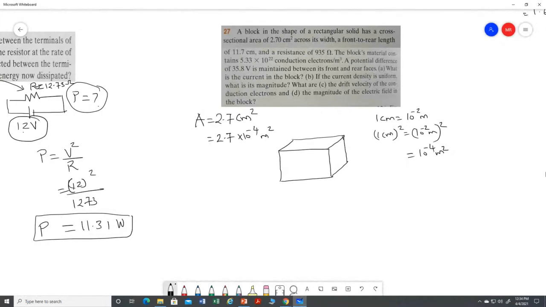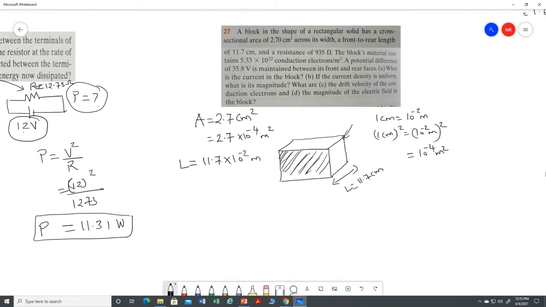And then from the front to the rear the length is 11.7 centimeter. My dear, listen carefully. If you see this block, this is the front side of the block, and the back side will be here. Because I cannot draw the 3-dimensional picture, but this is the front side and this is the back side. The distance from the front side to the back side is given as 11.7 centimeter. Clear? So I can write my distance from the front side to the back side is 11.7 centimeter.